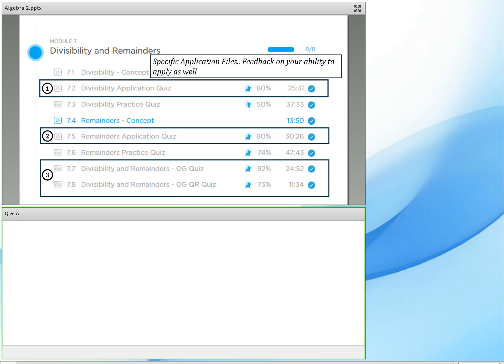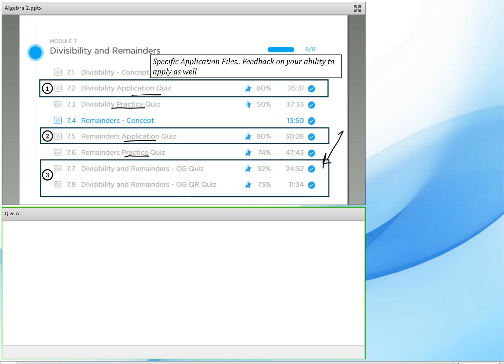Let me just go there. So you see the application file over here. You see the practice quizzes, application file, and practice quizzes. And then we have a set of official questions on which you can apply your understanding. Again, the fundamental principle: learn the concept, learn the application, apply it right then and there to make sure that you can solve the easiest to the most challenging questions.